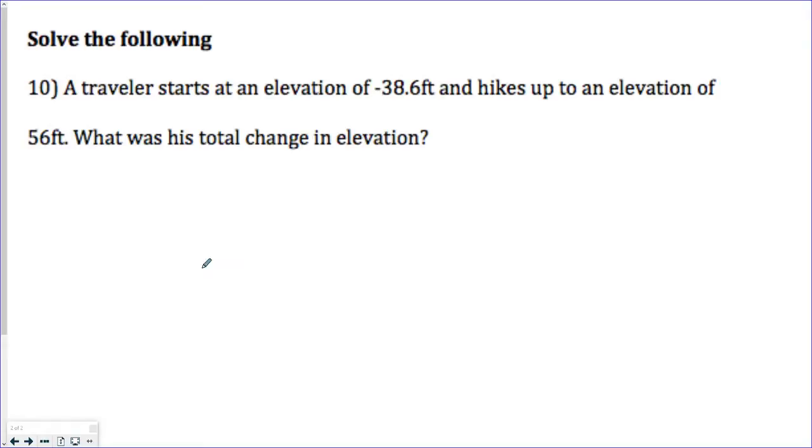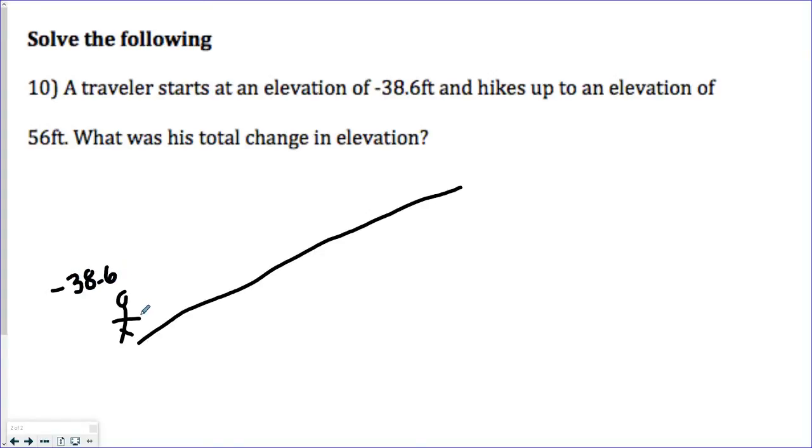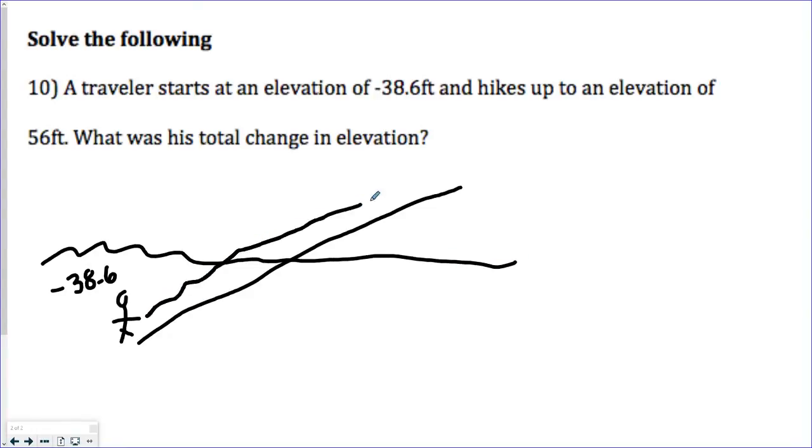Now, it helps to draw a picture here. So here's the path he's going. He starts down here at negative 38.6. So this is below sea level. And he's going to go up and up and up until he ends right here, and this is now he's at 56 feet. So I want to know, how far did he go from starting down here under the water all the way up to the top? How far did he travel?